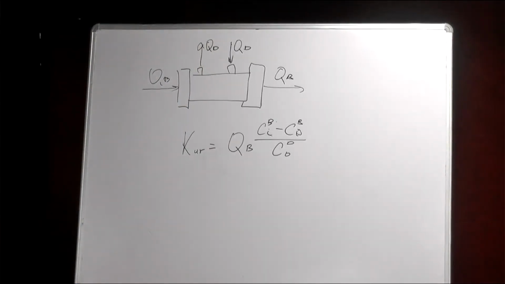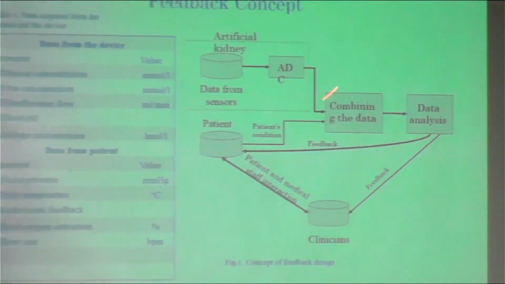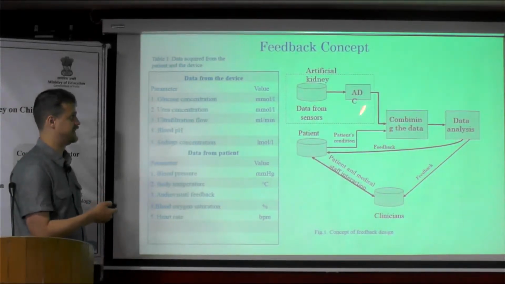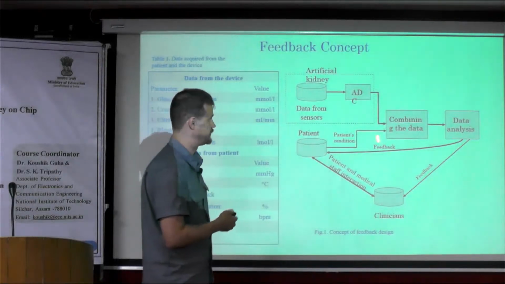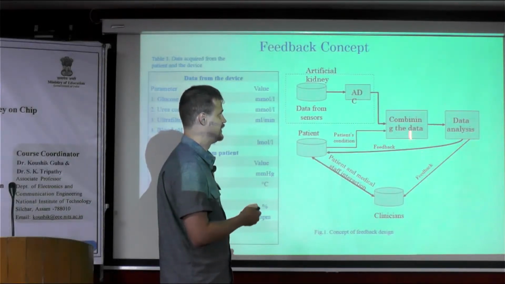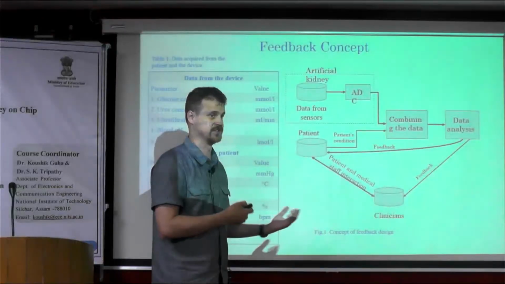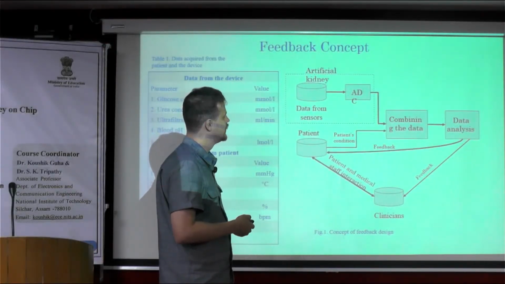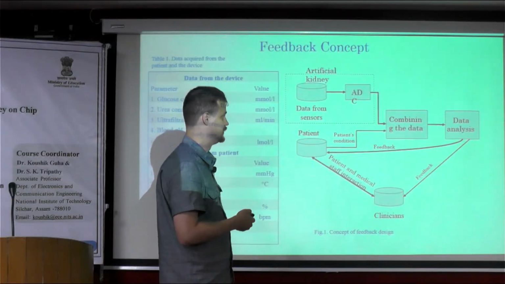In terms of the feedback, we need to collect the data from the artificial kidney. So we need processing of the data that we acquire from it. We have to combine this data and provide certain data analysis and data preparation, since there are some disturbances or signal changes that have to be filtered.